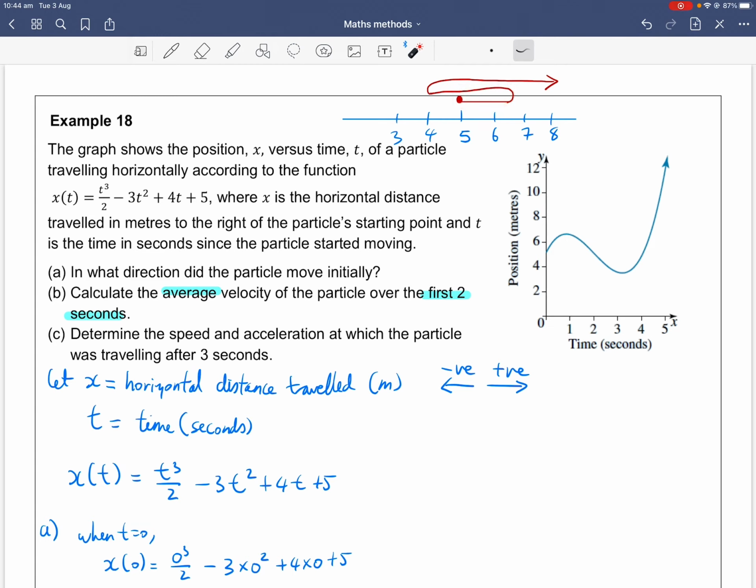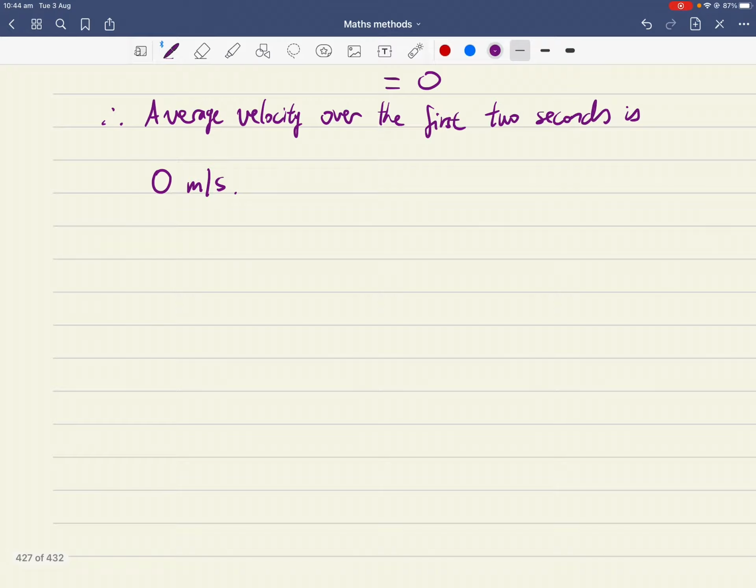So part C is asking: determine the speed and acceleration at which the particle is traveling after 3 seconds, or at 3 seconds. So here we want the speed, the rate of change of displacement versus time. So we want the derivative, so dx/dt. And once we find the speed, we can work out acceleration, because acceleration is the rate of change of speed or velocity over time. So we need to work out dv/dt. So let's work out part C.